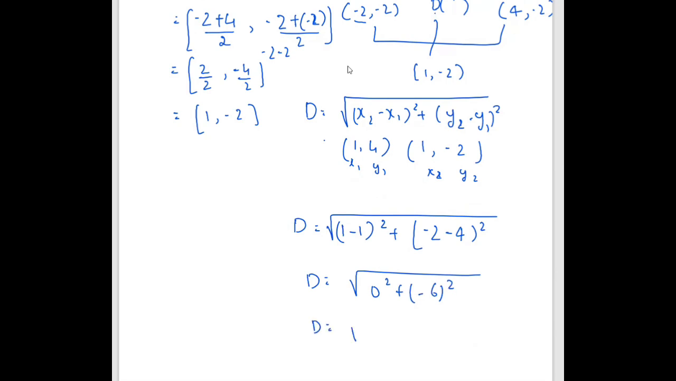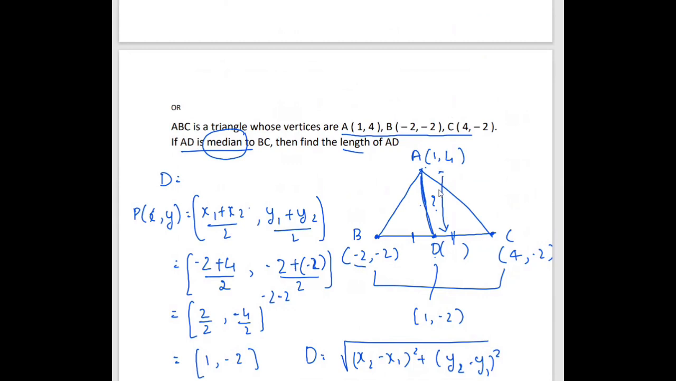So 0 square is 0. Now minus 6 square: the square of a negative number is positive, 36. 6 square is 36, not 12. It is square. So therefore, square root of 36 is 6 units. So the distance between A and D in this problem is 6 units. This is a little thinking type of question where you have to try to solve it very carefully.